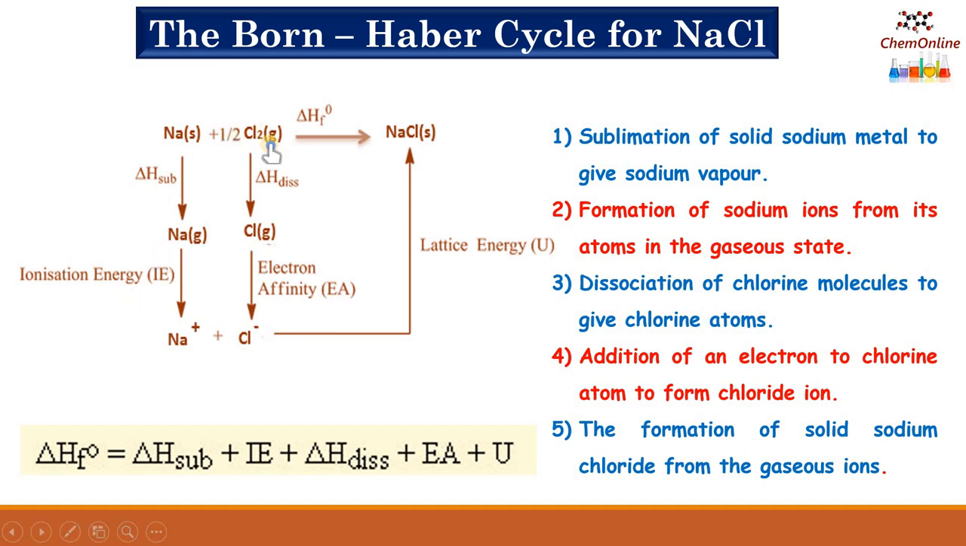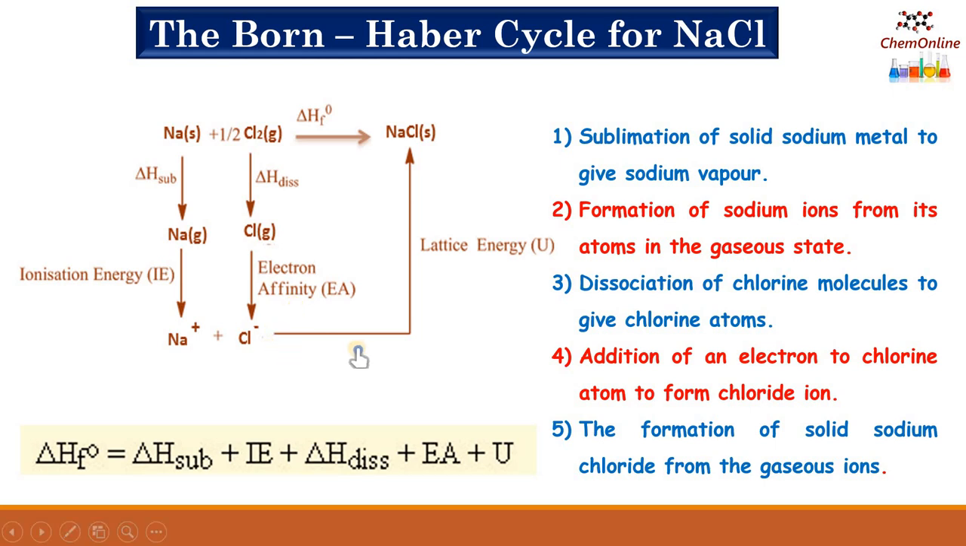Now the third step is dissociation of chlorine molecules to chlorine atom in the gaseous state. And here we have the bond dissociation enthalpy of the Cl-Cl bond represented as delta H dissociation. And the fourth step is addition of an electron to chlorine atom to form the chloride anion Cl minus. And the enthalpy change in this process is equal to the electron gain enthalpy of chlorine, or we may call it as electron affinity of chlorine.